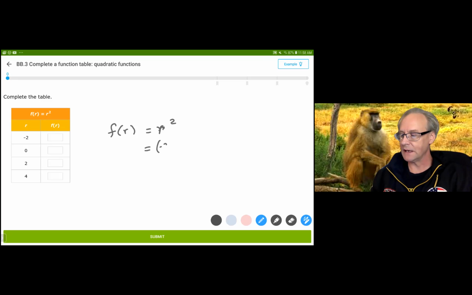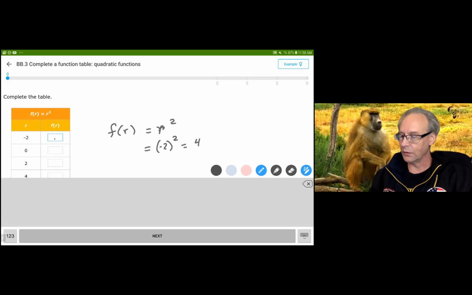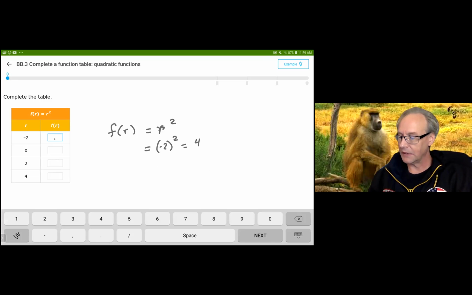So I'm going to put in the -2 and square it, which is positive 4. And 0 squared is 0. And 2 squared is 2 times 2, which is 4. And 4 squared is 4 times 4, which is 16. There might be some more interesting ones coming, so we'll do those for now.